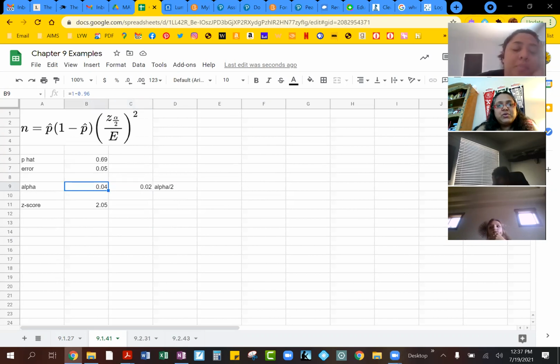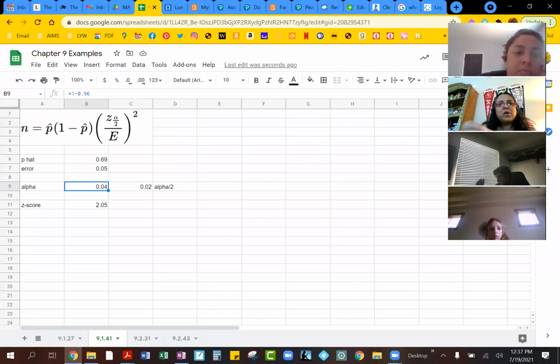Yeah, because once you do the 1 minus whatever your confidence interval value is, that gives you the alpha value. And then you always have to divide alpha by 2 to see where your z-score is going to be. Okay, so the alpha value is 1 minus the confidence percentage. Yes. Okay, got it.